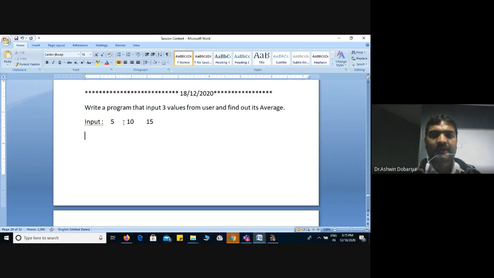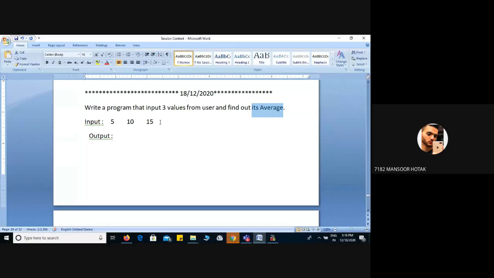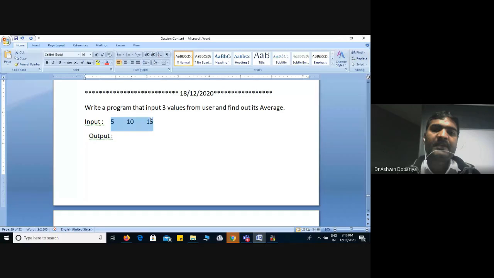Right? Okay. Now what do I have to do? So this is dummy data. Then I have to display the average. So my output is, if I input 5, 10, and 15, then see how we can calculate the average. How can we calculate the average? We sum all of these 3 values and divide by 3. Very good. First, we'll do the sum of all these 3 input values.